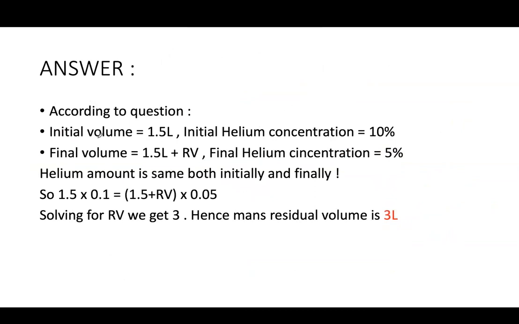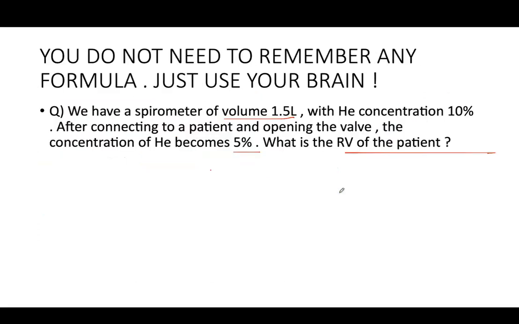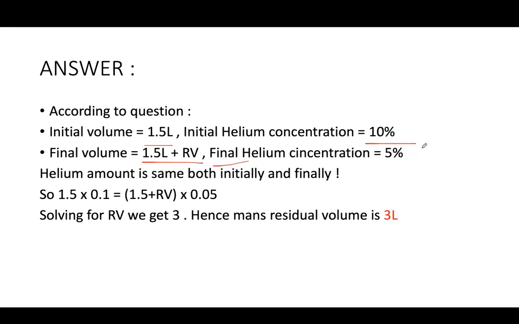So according to the question, the initial volume is 1.5 liters, right? And the initial helium concentration is 10%. This is in this spirometer. The final volume is 1.5 liters plus the residual volume. This happens when we open the valve. This valve is open. So this becomes one system, 1.5 liters, which is over here, and then the residual volume, which is in the lungs, which we're trying to measure. We're trying to find it. The final helium concentration is 5%, and that was given in the question.